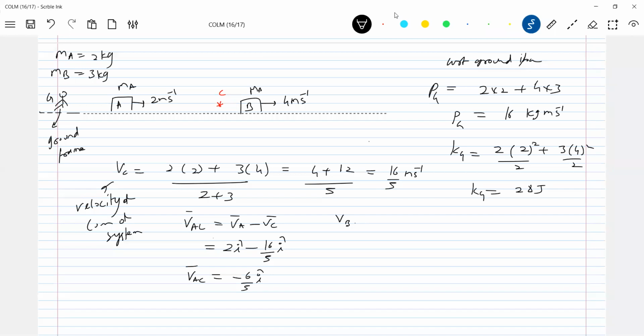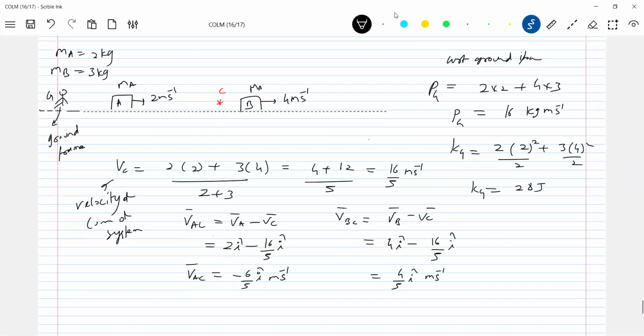It all depends on calculations. It depends on values. Don't generalize. Please don't generalize anything. It all depends on the values. How do they appear moving? VBC is VB minus VC. What is VB? 4 i cap minus 16 by 5 i cap. That is 20 minus 16 by 5, so 4 by 5 i cap meter per second.